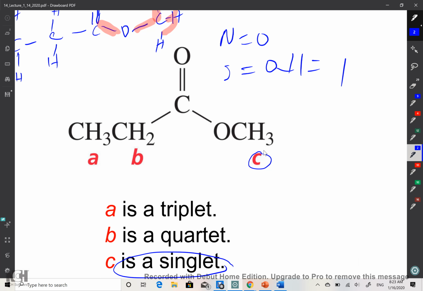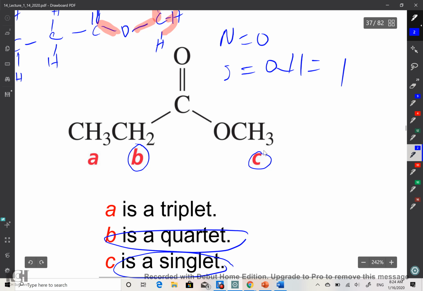Does that make sense? If you look at B, how many protons are adjacent to B? 3 protons are adjacent to B. So the value of N is 3. 3 plus 1 gives you 4. So B will generate 4 peaks in the signal. Splitting pattern will be 4. That's why we refer to it as a quartet.